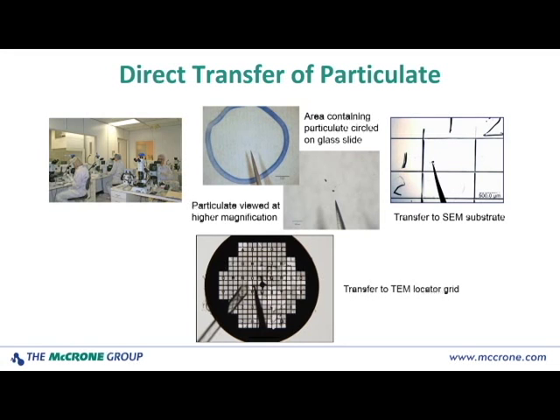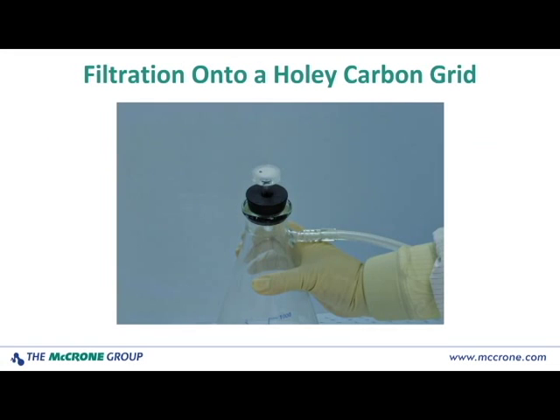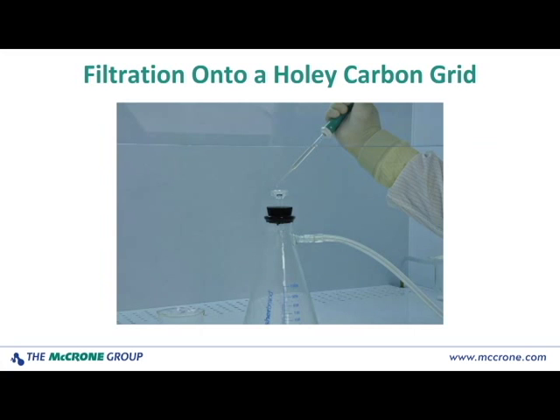Another methodology that we've worked out here recently is direct filtration onto a wholly carbon grid. So now that amorphous carbon film, instead of being continuous, has holes in it. And you can put it onto a standard filtration apparatus, as you see here, with a polycarbonate filter, and the grid has been placed off to one side of the center of the filter. And material can be alternately dropped directly onto the grid and also onto the center of the filter. So you can concurrently prepare a TEM grid and an SEM sample on a filter from the same liquid sample.